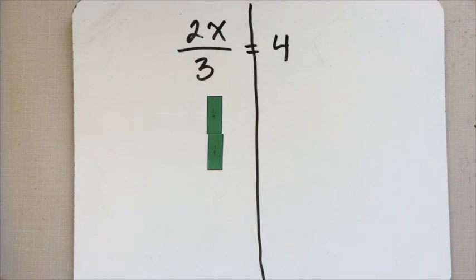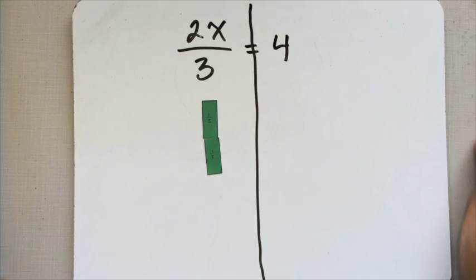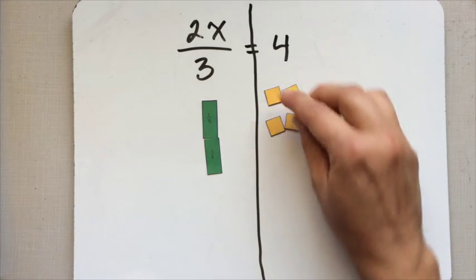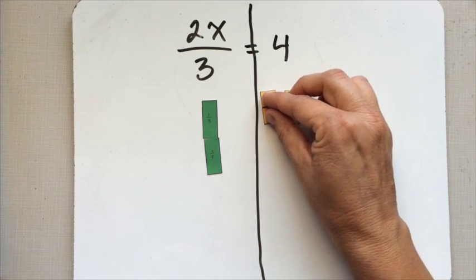All right, so I got 2x over 3. So I got my two pieces, size 1/3 x. Over here, I've got 4 positive ones: 1, 2, 3, 4. How am I going to get 1x all by itself, right?